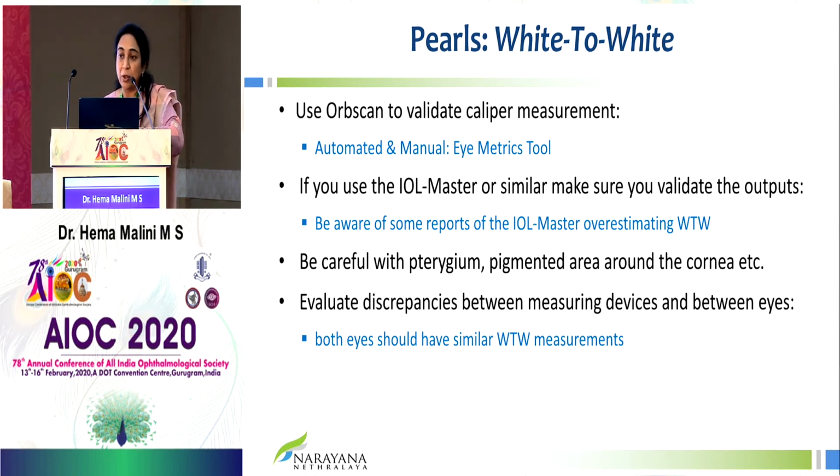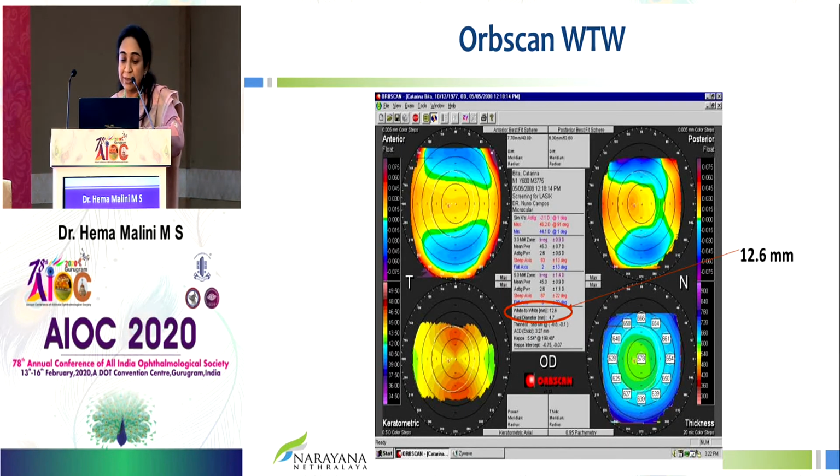Next would be the automated measurements of white to white. On the OBSCAN, you have the option of measuring it automated, and when you feel the automated measurements are not very reliable, you can go to the Iometrics tool also. We need to remember white to white values on other instruments compared to the OBSCAN can either overestimate or underestimate the white to white. The company also recommends using OBSCAN values. So this is the white to white measurement shown on the OBSCAN.